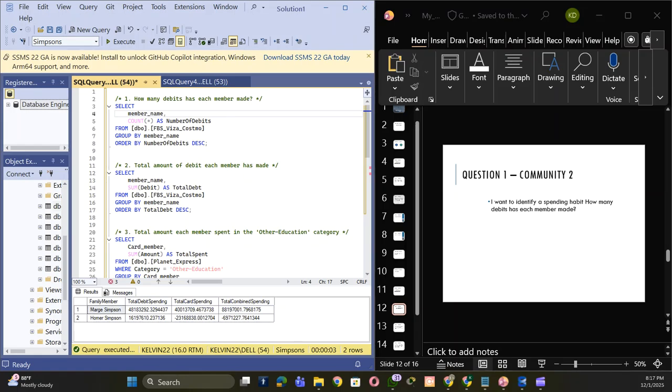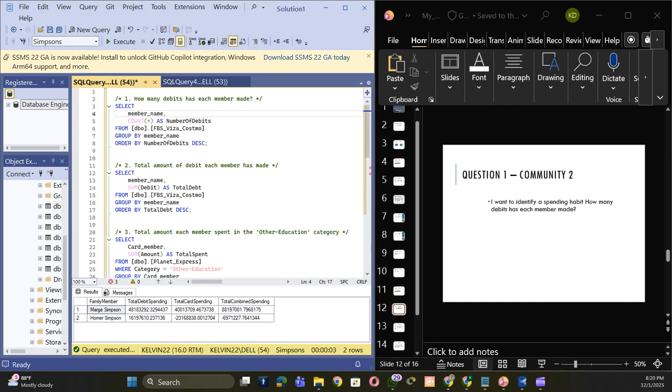So how this query works is that it counts how many times each family member used their debit card. You are going to go through the FBS Visa table, group the rows by each member name, and then count how many transactions each person made. Finally, it will sort the results so the family member with the most debits shows up first. It gives us a clear picture of who spends money the most.